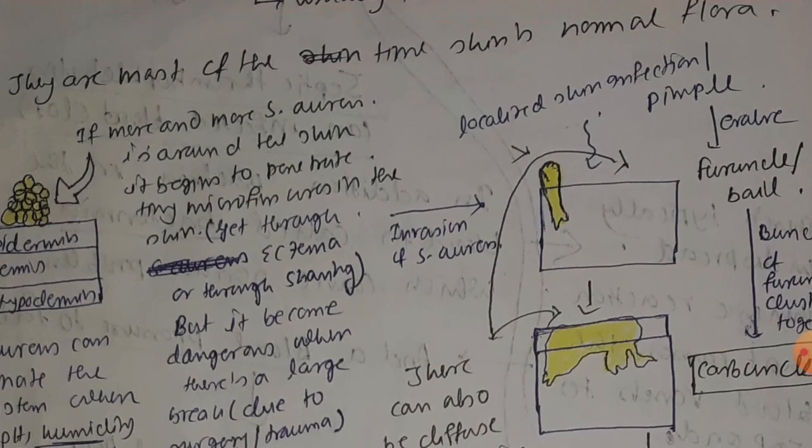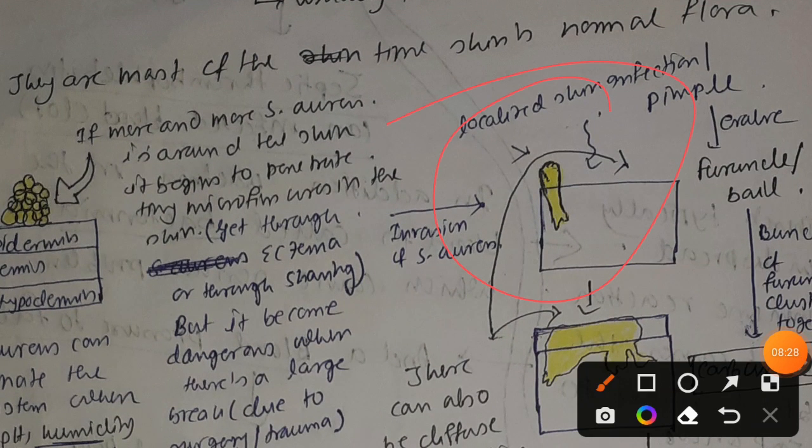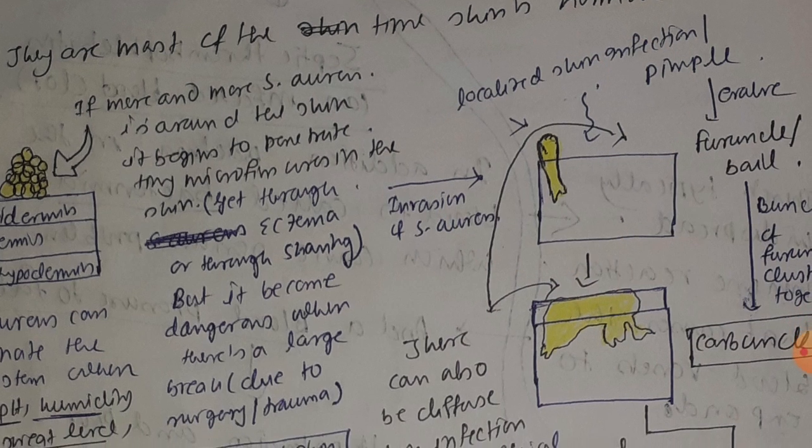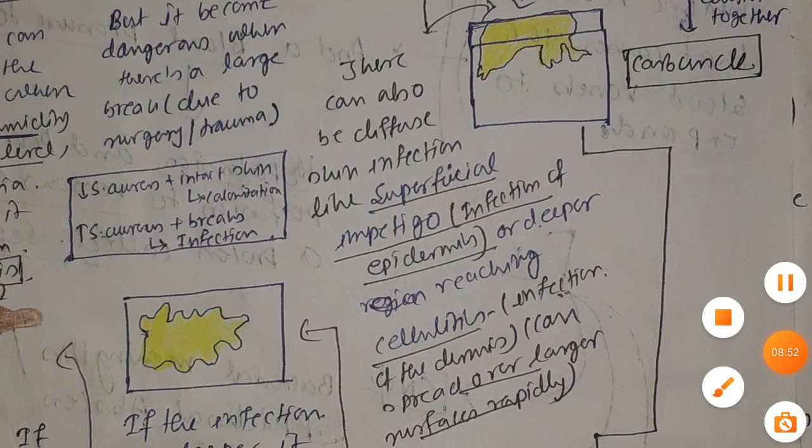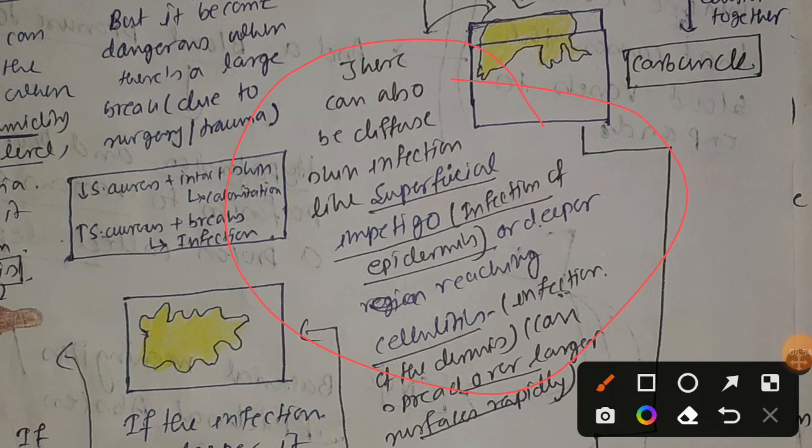So we started with that part, that Staphylococcus aureus will invade when there is a larger break present in the skin. Now after invasion, they will cause some localized skin infection known as a pimple, and then this pimple will evolve to form a furuncle or boil, and these furuncles then cluster together to form a carbuncle. And there can also be some diffuse skin infection like superficial impetigo, which is an infection of the epidermis, and also some deeper reaching cellulitis, which is an infection of the dermis.